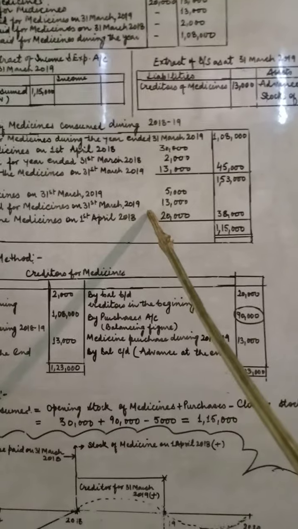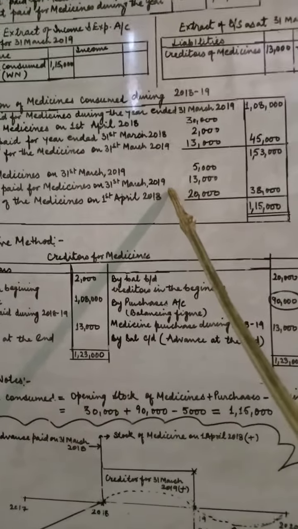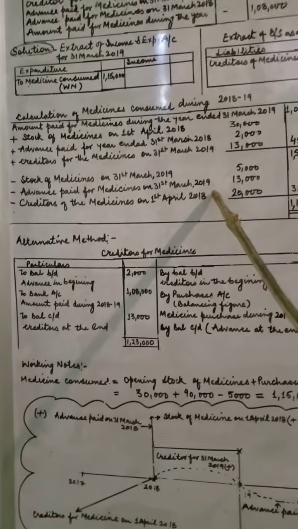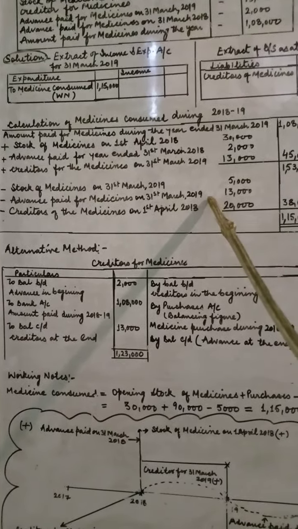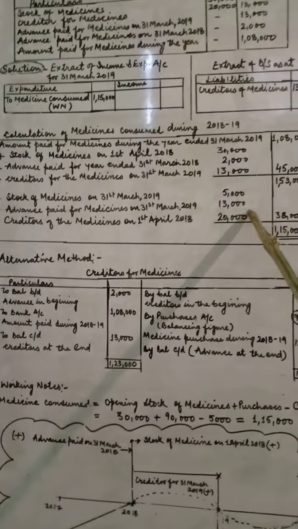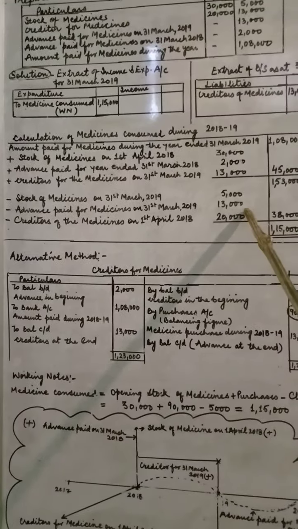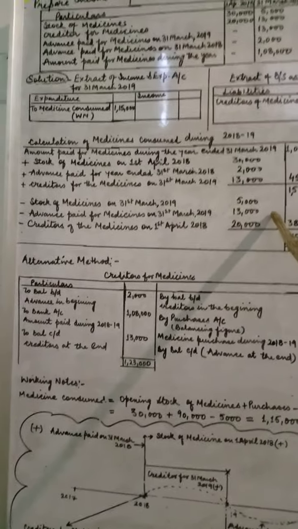Now 2019, if any advance is paid in the current year, it is actually not for the current year but for the coming year. So we are actually preparing or calculating the amount of medicine consumed during the current year. So this is actually not related to the amount for the related year. That's why we are going to minus it. We are going to deduct this.